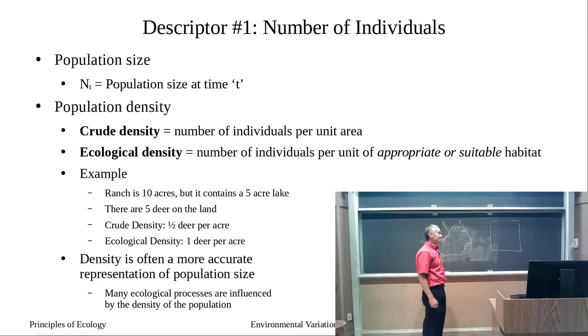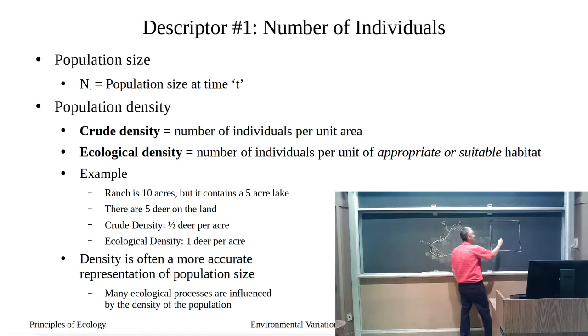All right. So, 10-acre ranch, but in our ranch, we have a 5-acre lake. If we have, let's say, 5 deer on this land, our crude density is 5 deer out of that 10 acres, or half a deer per acre. That's our crude density. But we know the deer aren't going to be living in this water. They don't walk on water.